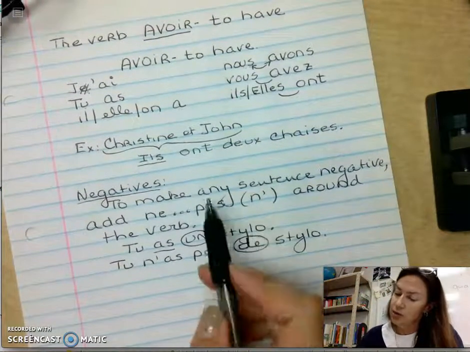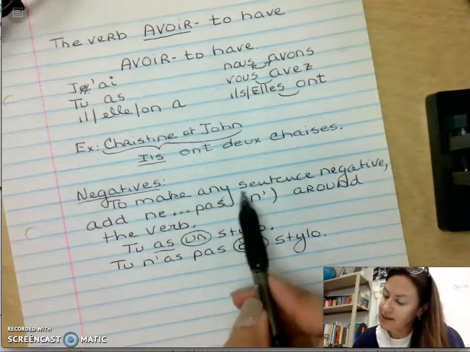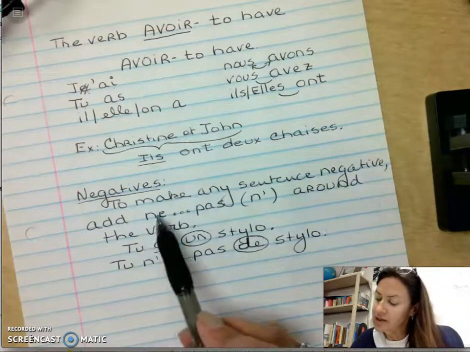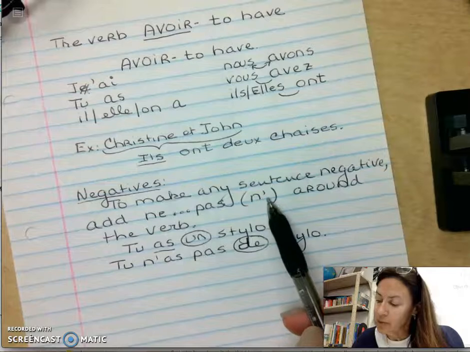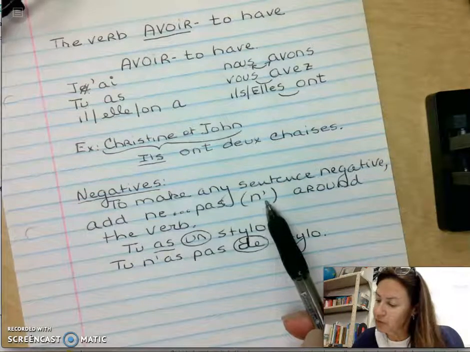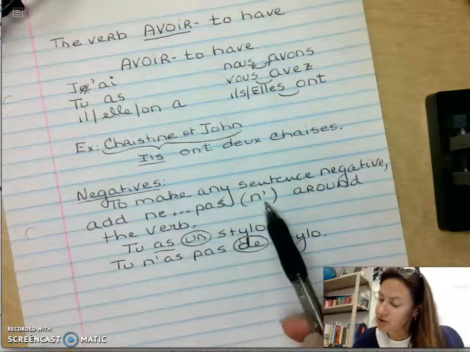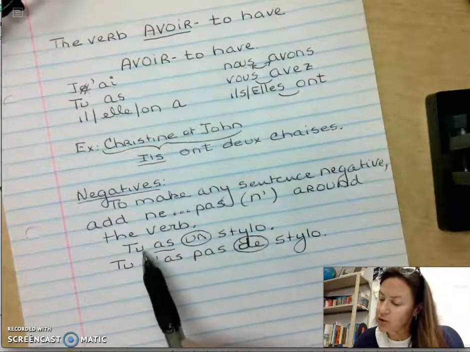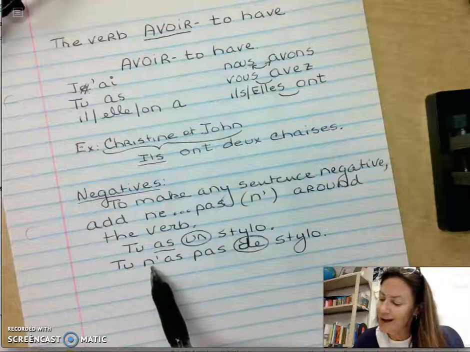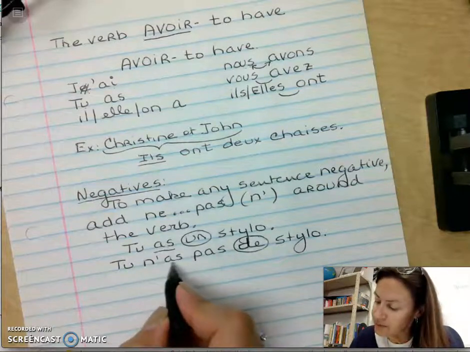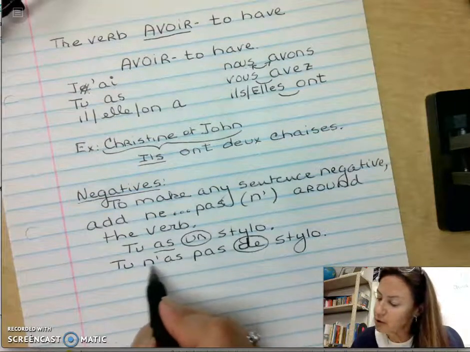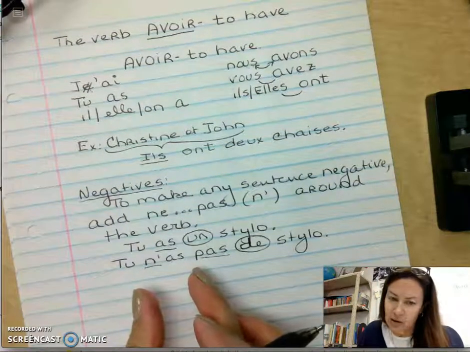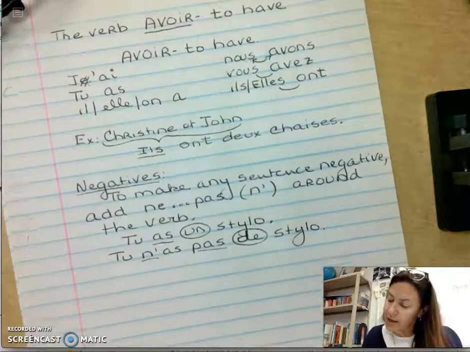Okay, so backtracking. To make any sentence at this point, beginning French, to make a negative, you're going to add ne or pas, or an apostrophe in front of the verb, right, if it starts with a vowel. So positive sentence, tu as un stylo, you have a pen. Tu n'as, here's my apostrophe, because this starts with a vowel. Tu n'as pas, you bookend your verb, okay?